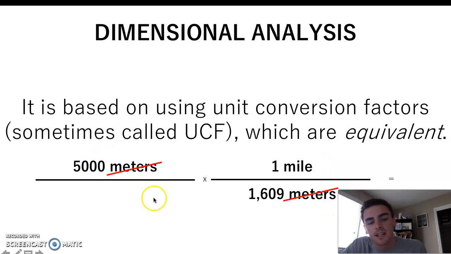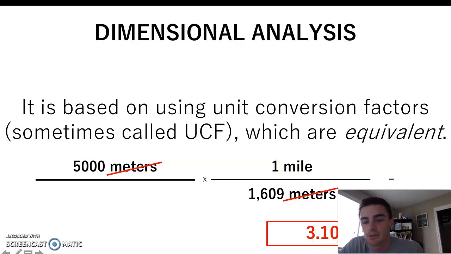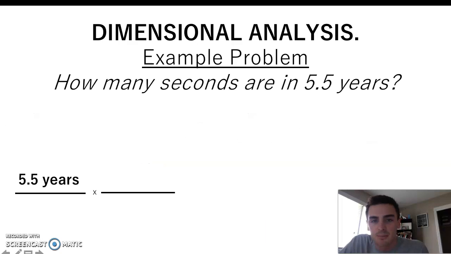So the key idea here is that just like in math, when you have a top and a bottom that cancel out, it's the same idea, because anything divided by itself cancels out to 1. So here we have meters divided by meters. If we take 5,000 divided by 1,609, the meter units cancel out, and the answer will be given to us in miles, because that's the only unit that's left. That answer would come out to be 3.10 miles.